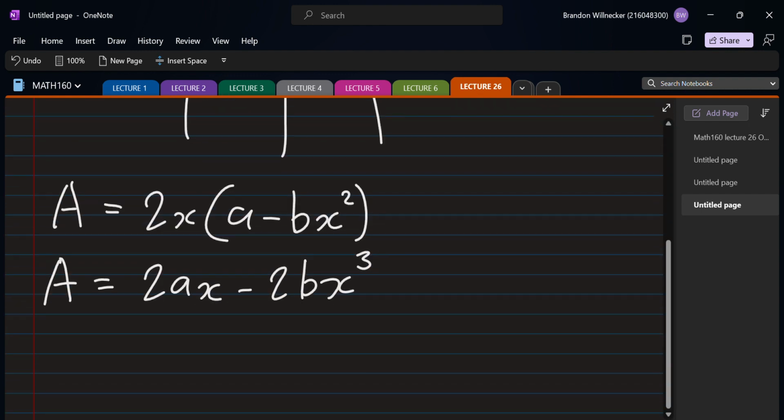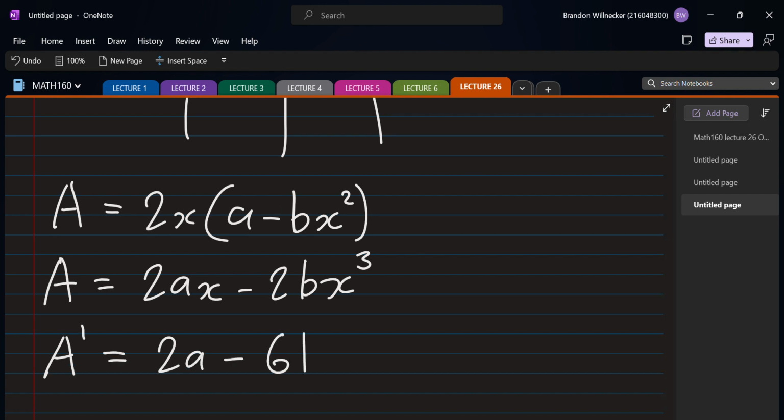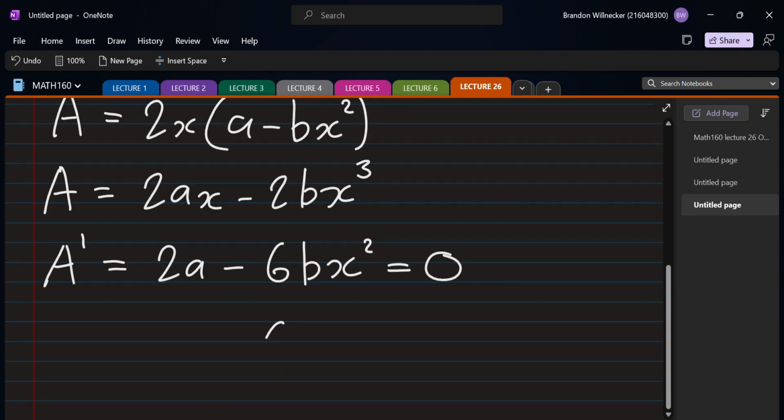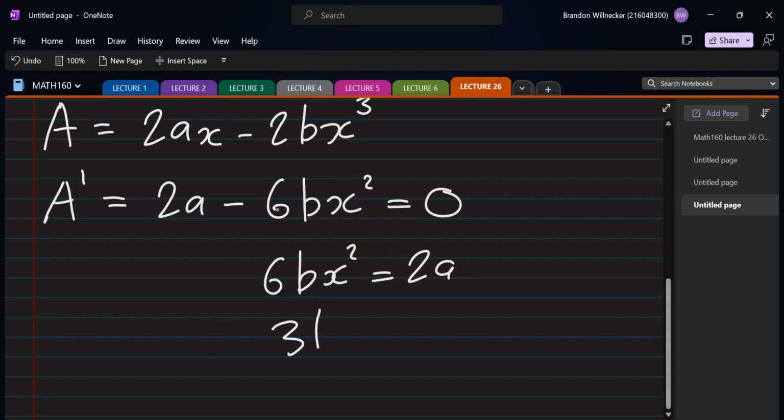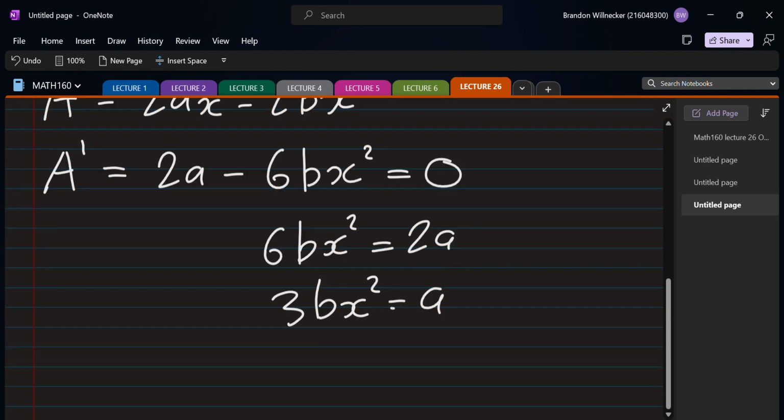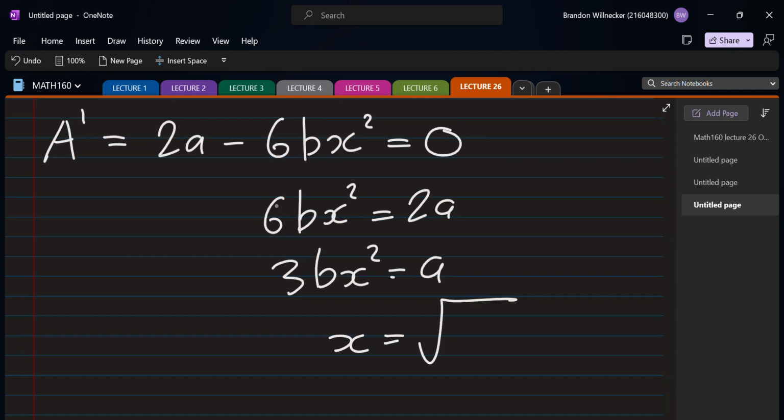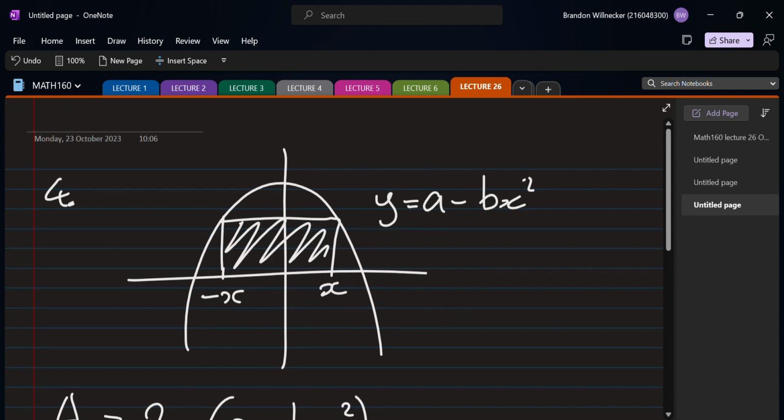Okay, now we can take the derivative and set it to 0. So A prime will be 2a minus 6bx squared, and this must be 0. Okay, rearranging, we get 6bx squared is equal to 2a. So 3bx squared is equal to a. So x is equal to the root of a over 3b. Okay, and this is going to be positive, which is what we wanted, because the x value is on the right-hand side where it is positive. Okay, so that is the x value.